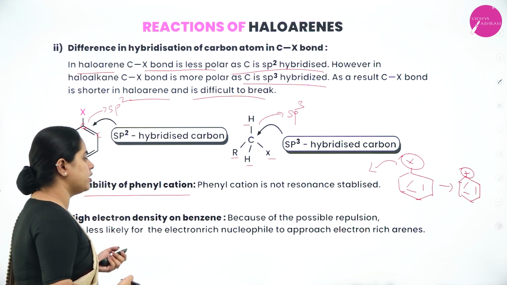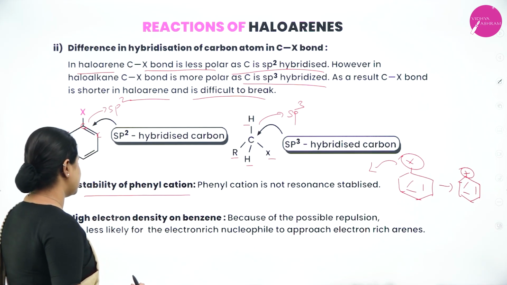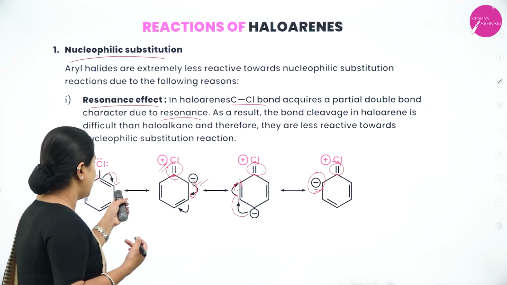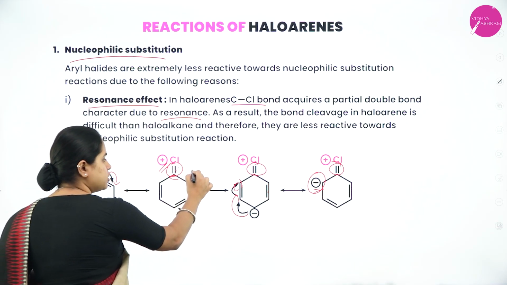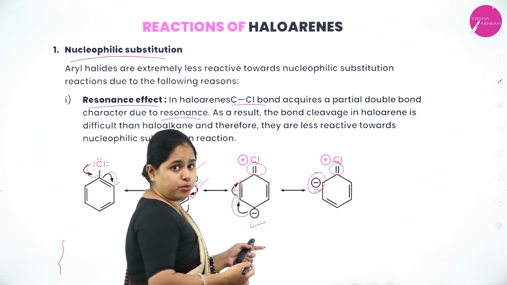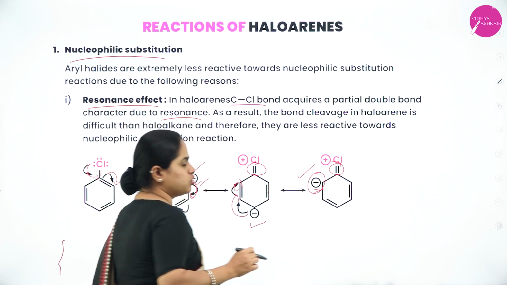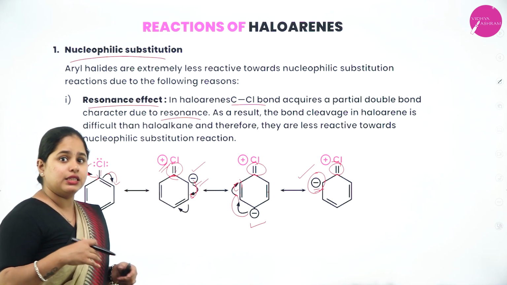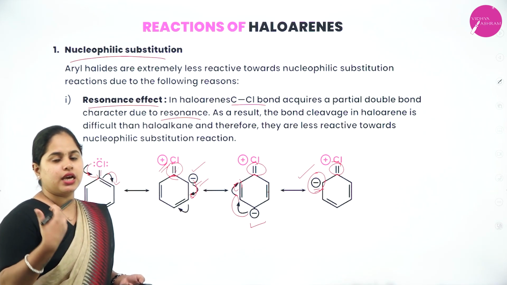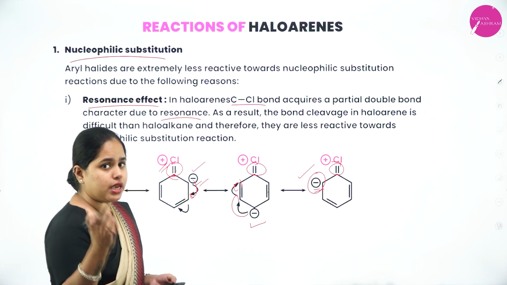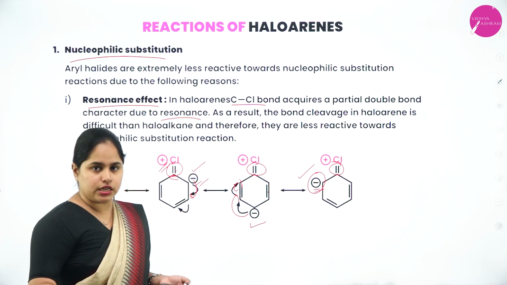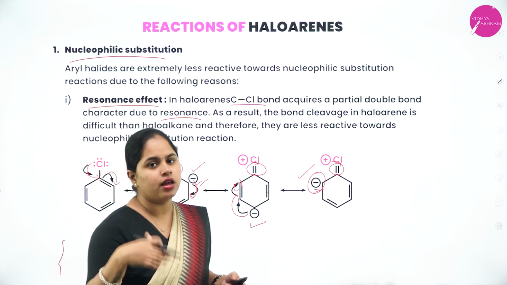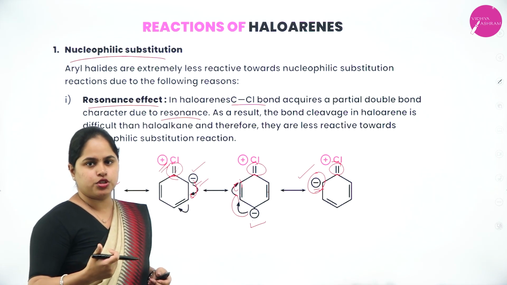Now the last one is high electron density on benzene. Because of the possible repulsion, it is less likely for the electron rich nucleophile to approach electron rich arenes. Now what does that mean? As we have seen in this resonance structure also, in this ortho position you have a negative charge, in this para position you have a negative charge, in this ortho position also you have a negative charge. So as you can see, this benzene ring or this haloarene is itself already electron rich, and to undergo nucleophilic substitution reaction, another nucleophile is going to come which is also negatively charged. So this negative charge and the nucleophile's negative charge will have a repulsion between each other, hence it will be more difficult to undergo nucleophilic substitution reaction.